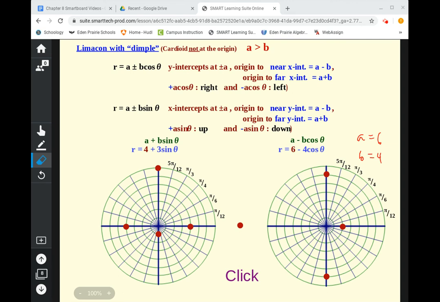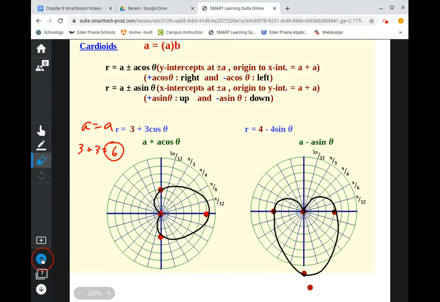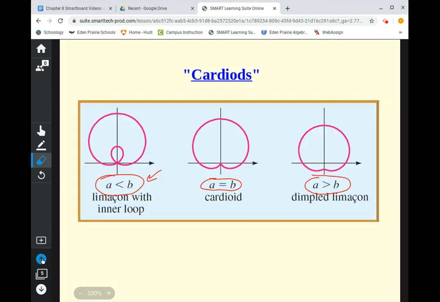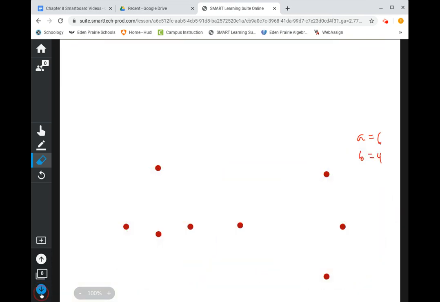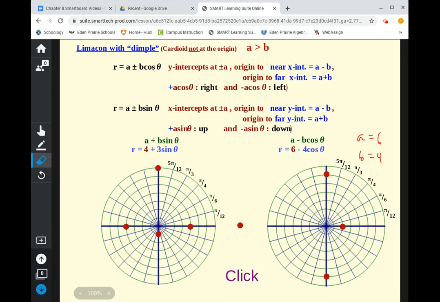So let me just show you the limacon with a dimple again. The example here. Limacon with a dimple in it is like this one. Here's the near side. Here's the far side. All right. Near, far. Obviously, you can see one's bigger than the other. Let's go back to it. All right. And so it says to the near x-intercept, it's A minus B.